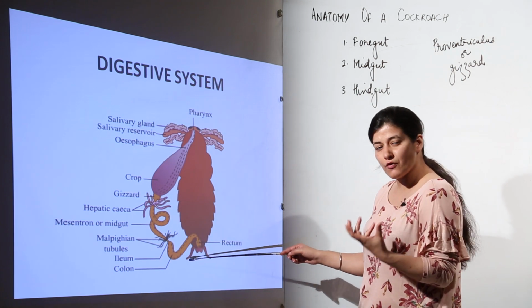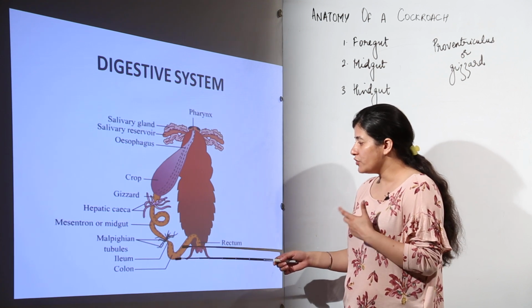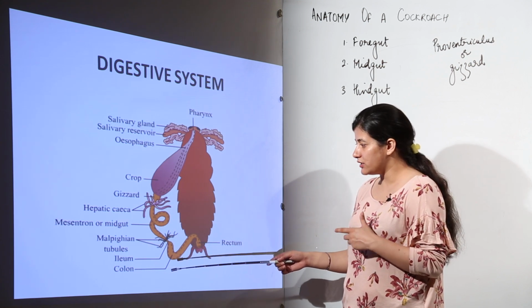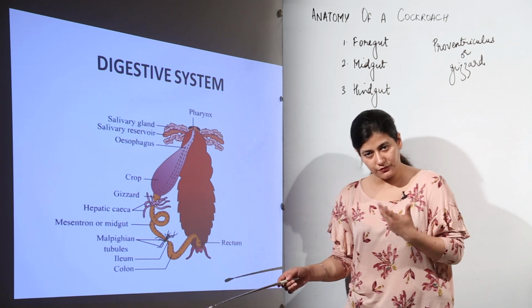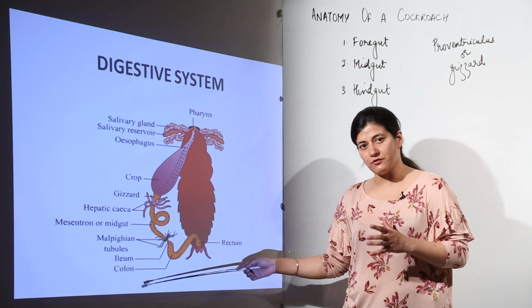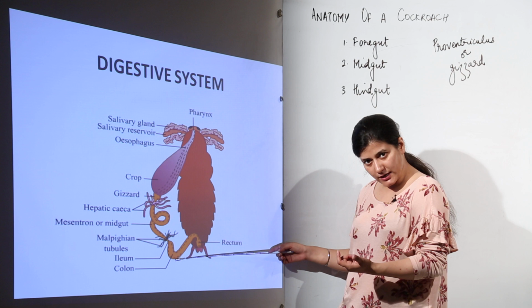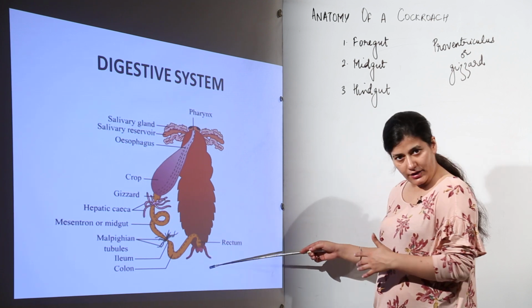They are responsible for excretion of uric acid. You must know that the cockroach is a uricotelic organism, and it secretes uric acid, unlike we people, who secrete urea. So these Malpighian tubules are responsible for formation of uric acid and throwing it right into the hindgut so that it could be passed out of the anal opening.